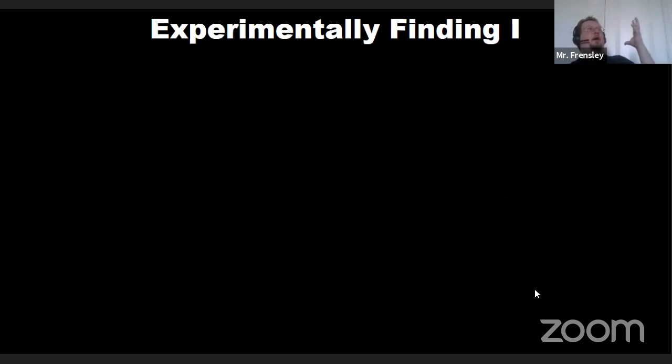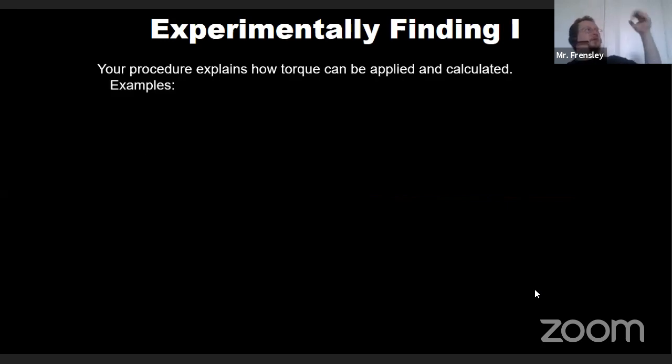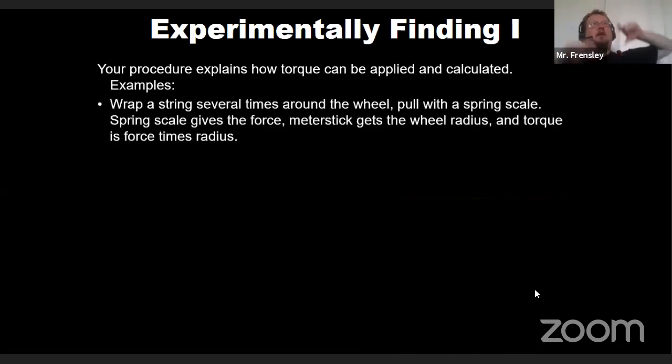Okay, so here we go. There's a lot of different ways you could do it, but make sure that, first of all, there's some way to measure some kind of torque. So you're going to apply a torque and figure out a way to calculate it, right? I'm thinking you could wrap a string several times around the wheel. You could pull with a spring scale with a constant force. You read the force off the spring scale. You hold a meter stick up to the wheel to get the radius. Force times radius gives you torque.